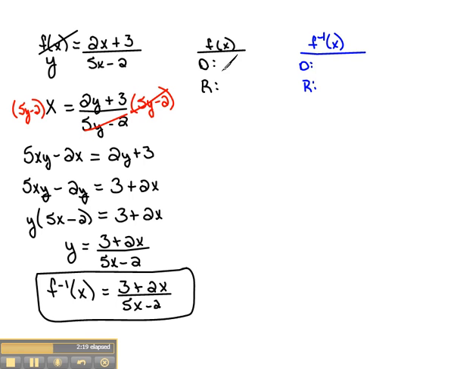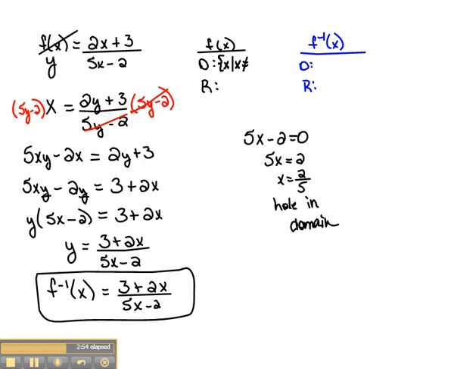Now we need to find the domain and the range of each, our original and the inverse. So for our original function, in order to find the domain, we have to figure out what we cannot use in that original function. Well, we cannot use where 5x minus 2 would equal 0. So if I solve this, 5x would equal 2, or x equals 2/5. This is our hole in the domain. So our domain would be the set of all x's such that x cannot equal 2/5.